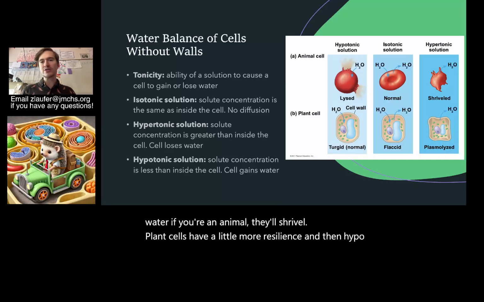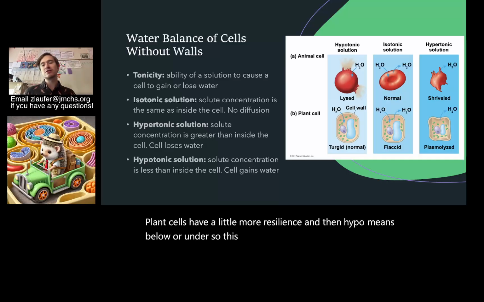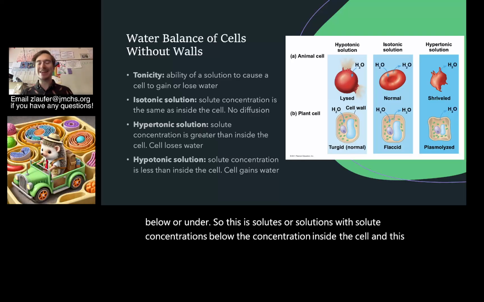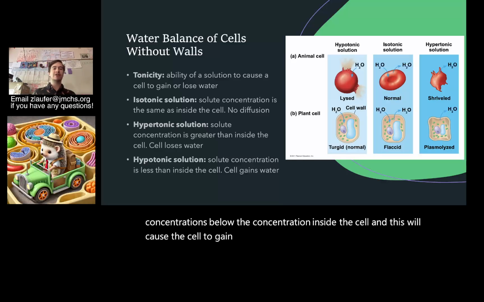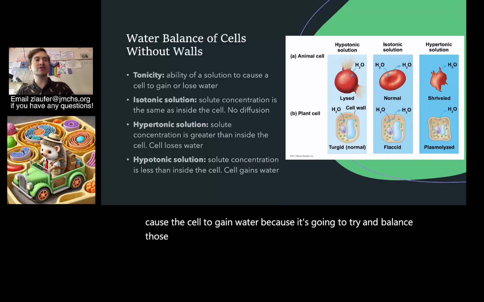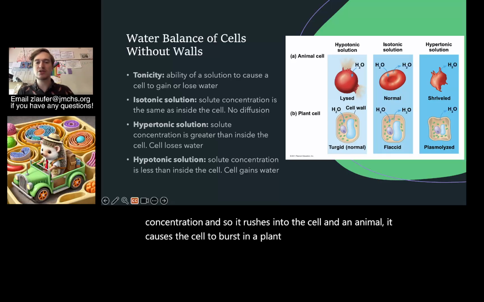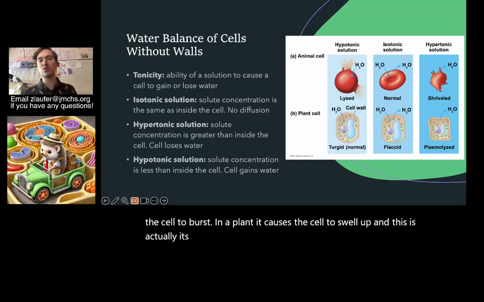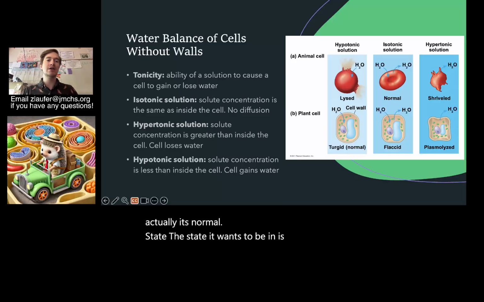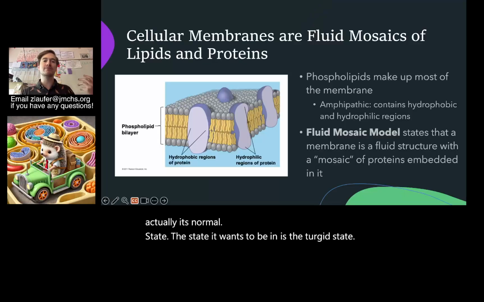And then hypo means below or under. So this is solutions with solute concentrations below the concentration inside the cell, and this will cause the cell to gain water because it's going to try and balance those out. Water moves towards the area of high solute concentration, and so it rushes into the cell. In an animal, it causes the cell to burst. In a plant, it causes the cell to swell up, and this is actually its normal state. The state it wants to be in is the turgid state. Need to know these terms.